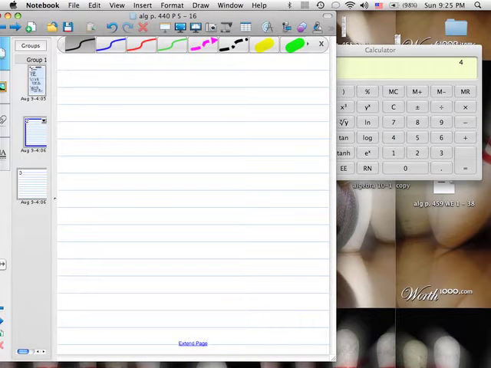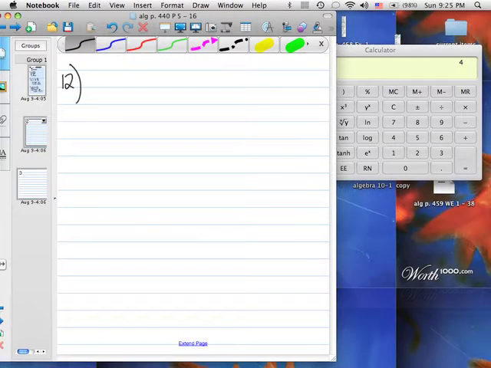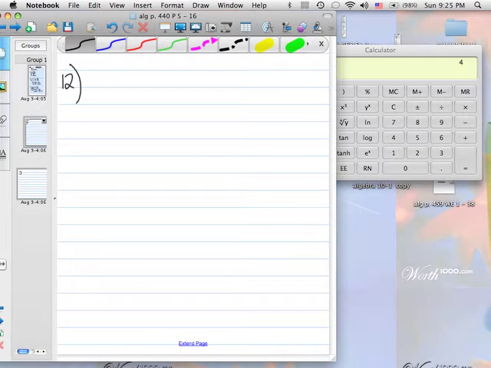Problem number 12. In a canoe race, well, we'll make another chart here again.